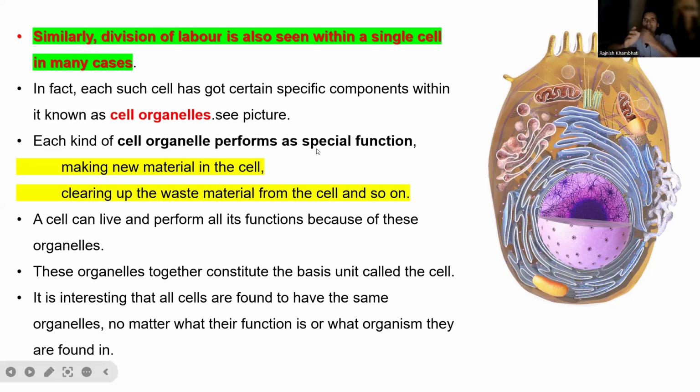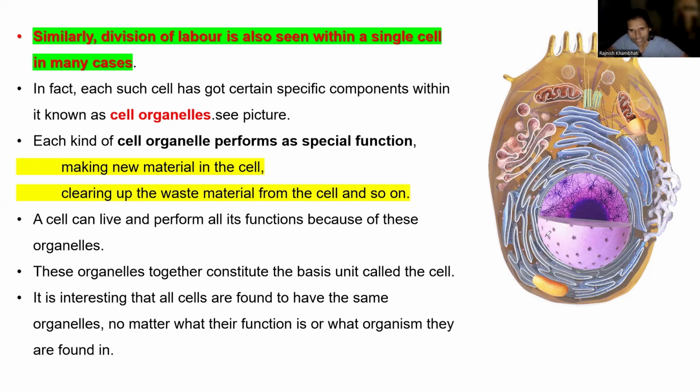Now the question is how a cell can divide all its functions. It can divide the functions because inside the cell, it has a few small structures. These structures are called cell organelles. What is this? Cell organelle. Now you can see what a cell organelle is in this diagram. Let me give you an overview here.